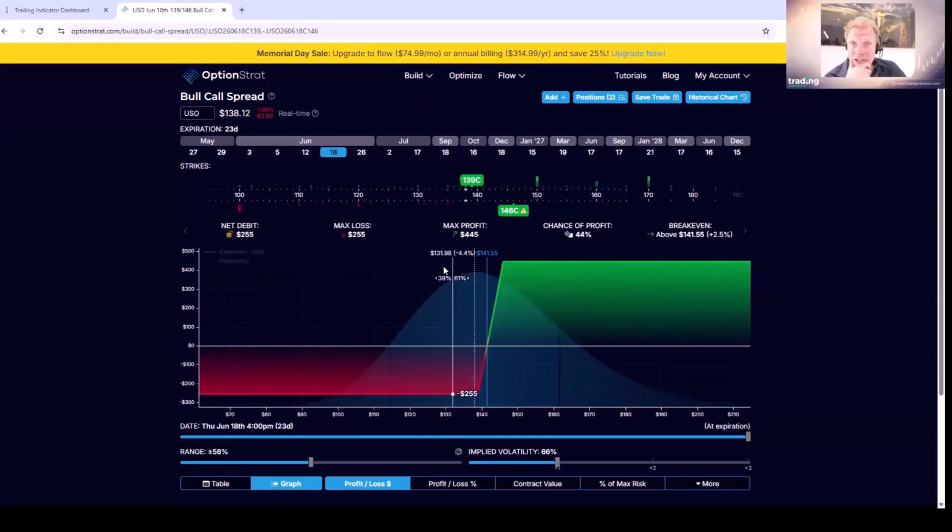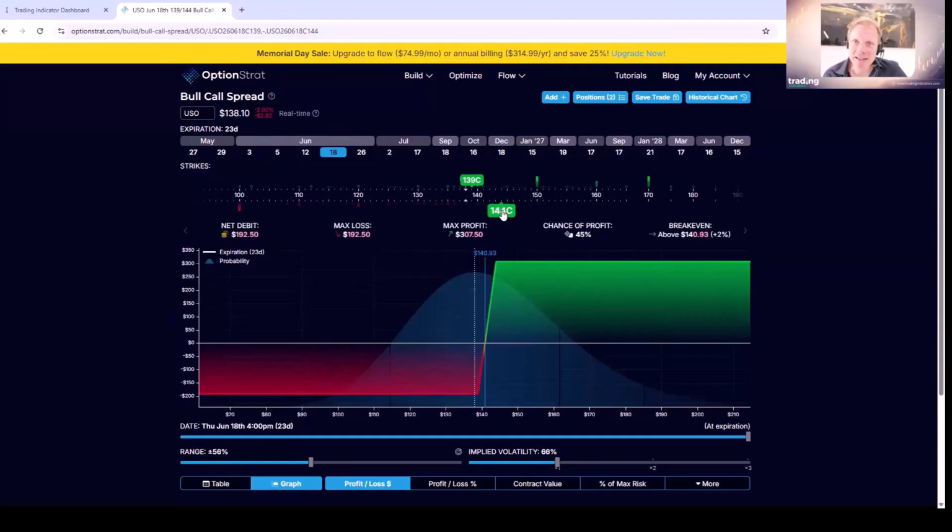You can also see that this is our max risk on this trade. This little red line here stays at 255. That's the max risk. Regardless of how far oil will go down, our max risk is what we're paying for the premium of this trade, which, by the way, is called a debit spread or a bull call spread.